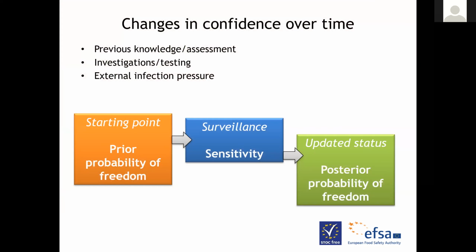And the calculation of changes in confidence over time is typically Bayesian statistics, just as the stock-free model, where we have a starting point where we might have some previous knowledge or we don't, and we just have to assume nothing. But then we do some testing as part of our surveillance or control program. And based on that, we get an update with a posterior probability of freedom. And how well that probability stands over time, that will depend on the external infection pressure. And that is the expected incidence, or here, the probability of introduction of infection into this naive population.